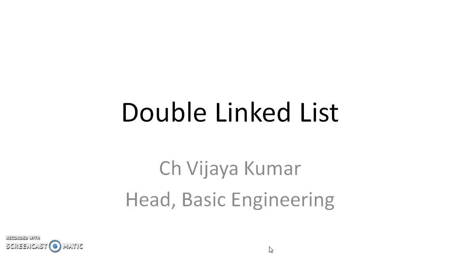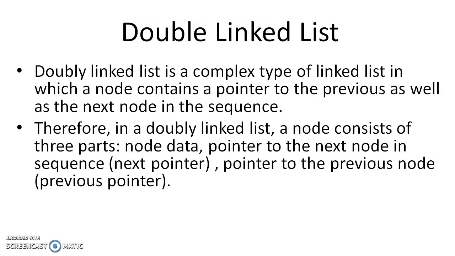Today we are going to discuss the double linked list. Already in the previous videos we have seen the single linked list where every node has a link pointing to the next node of the linked list. Now we are going to see the double linked list, which is a complex type of linked list where each node contains a pointer to the previous node as well as a pointer to the next node.